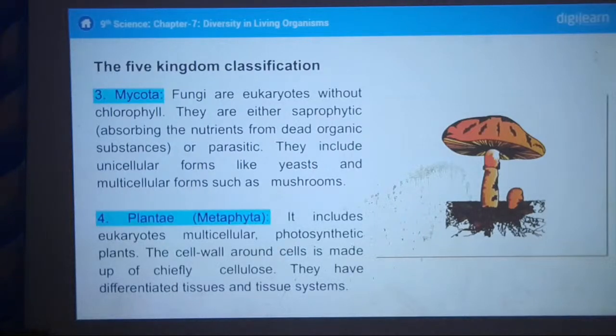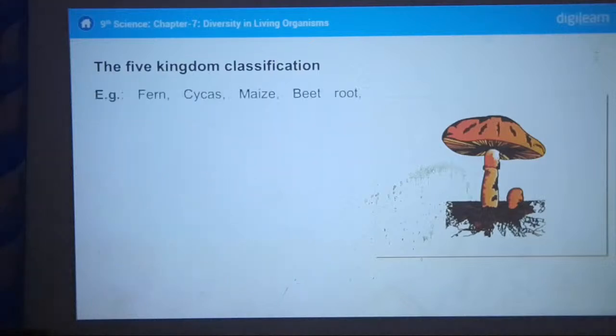Plantae, that is Metaphyta. It includes eukaryotes, multicellular, photosynthetic plants. Cell wall around cells is made of chiefly cellulose. They have differentiated tissues and tissue systems. Example, fern, cypress, maize, beetroot, potato, mango, bean, etc.